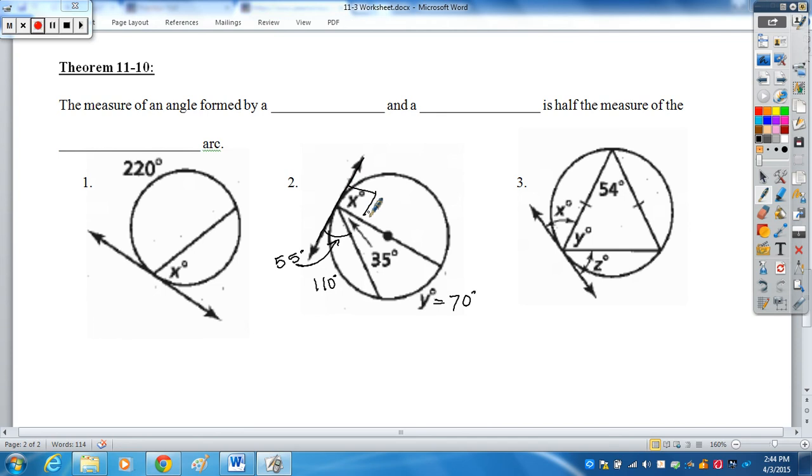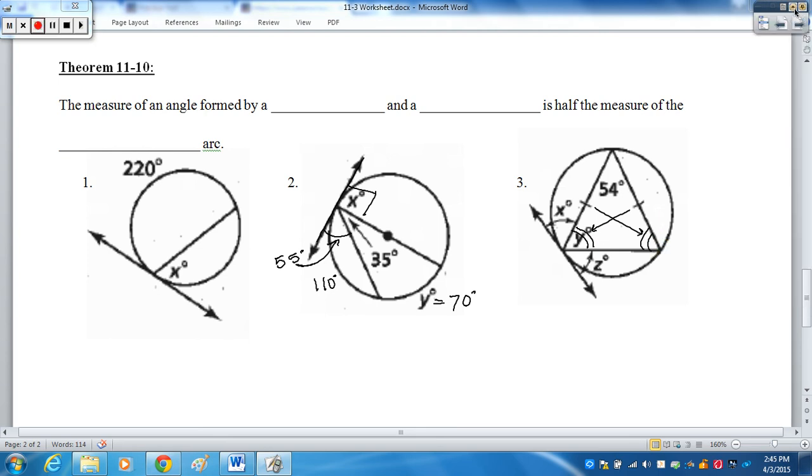So again, trying to give you some other options as far as figuring out what the measure of those degrees will have to be. For number 3, we've got a vertex angle and an isosceles triangle, which is 54 degrees. Well, we know that if we have congruent sides, the angles opposite have to be congruent as well. So this angle here and this angle here are the same.